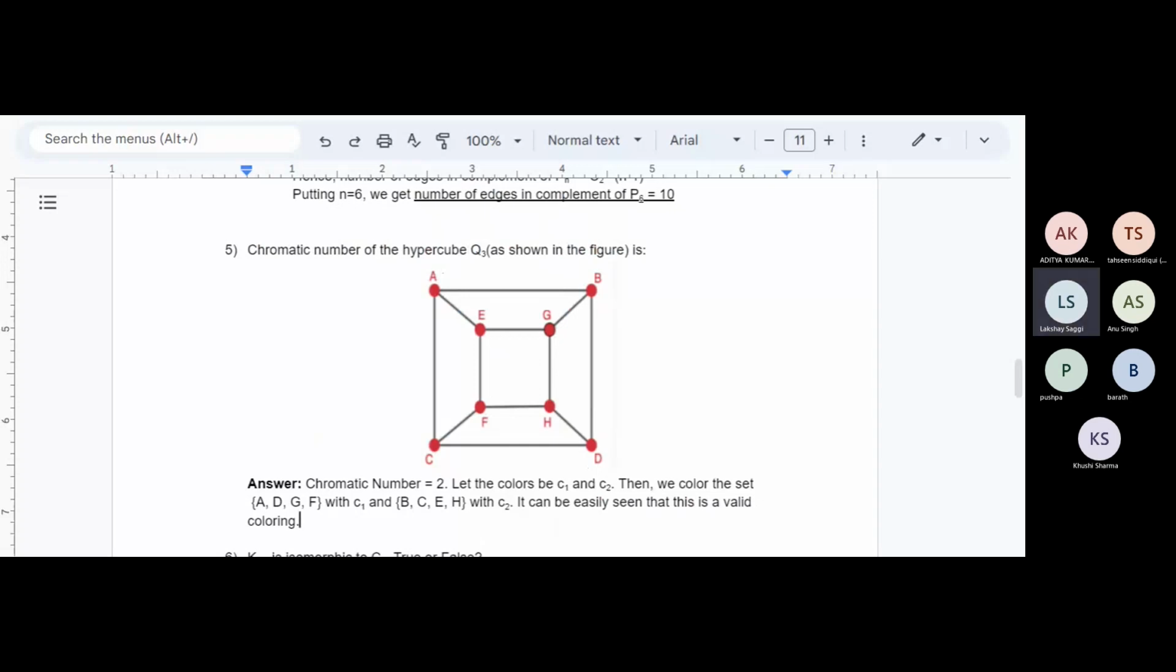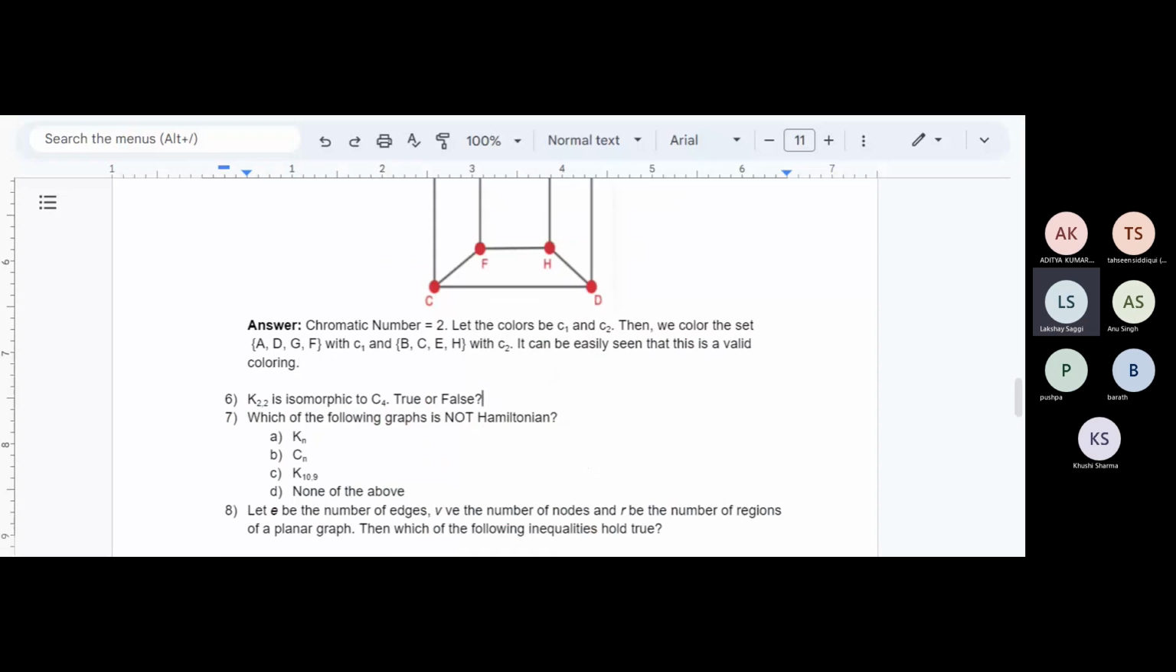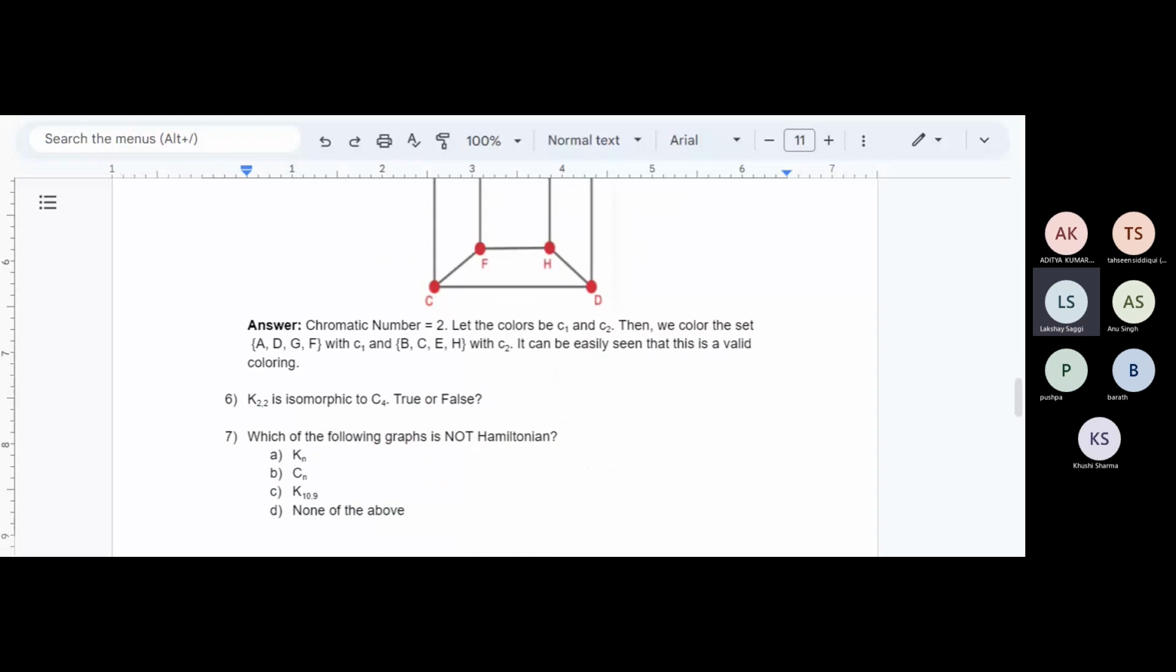So now coming to the next question. The next two questions are just true and false. So it's quite easy.